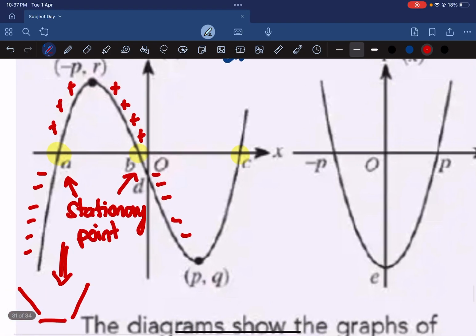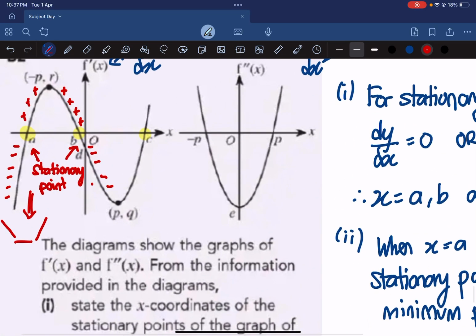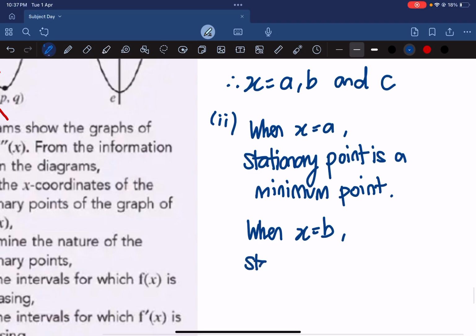So if I were to sketch this out, at first the gradient is positive, and at point B the gradient of the tangent becomes 0. After point B, the tangent has a negative gradient. Therefore, when x is equal to B, the stationary point is a maximum point.